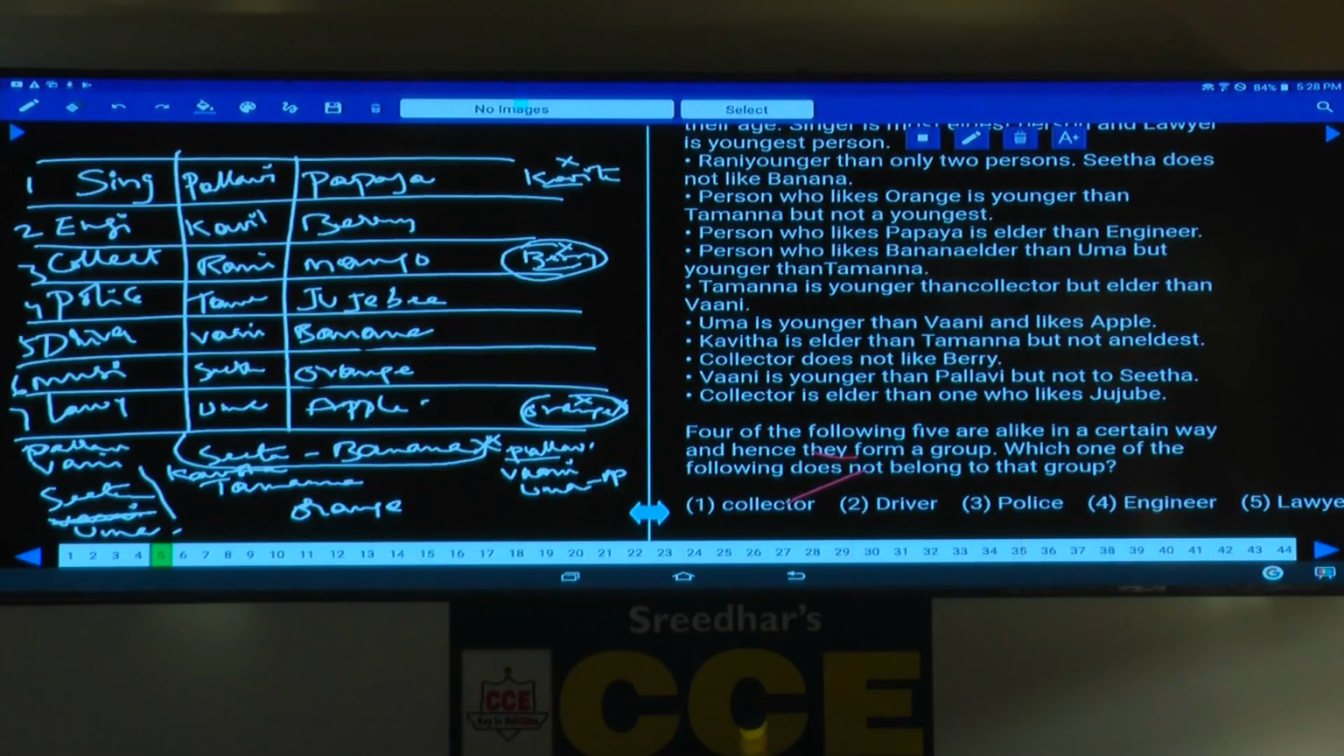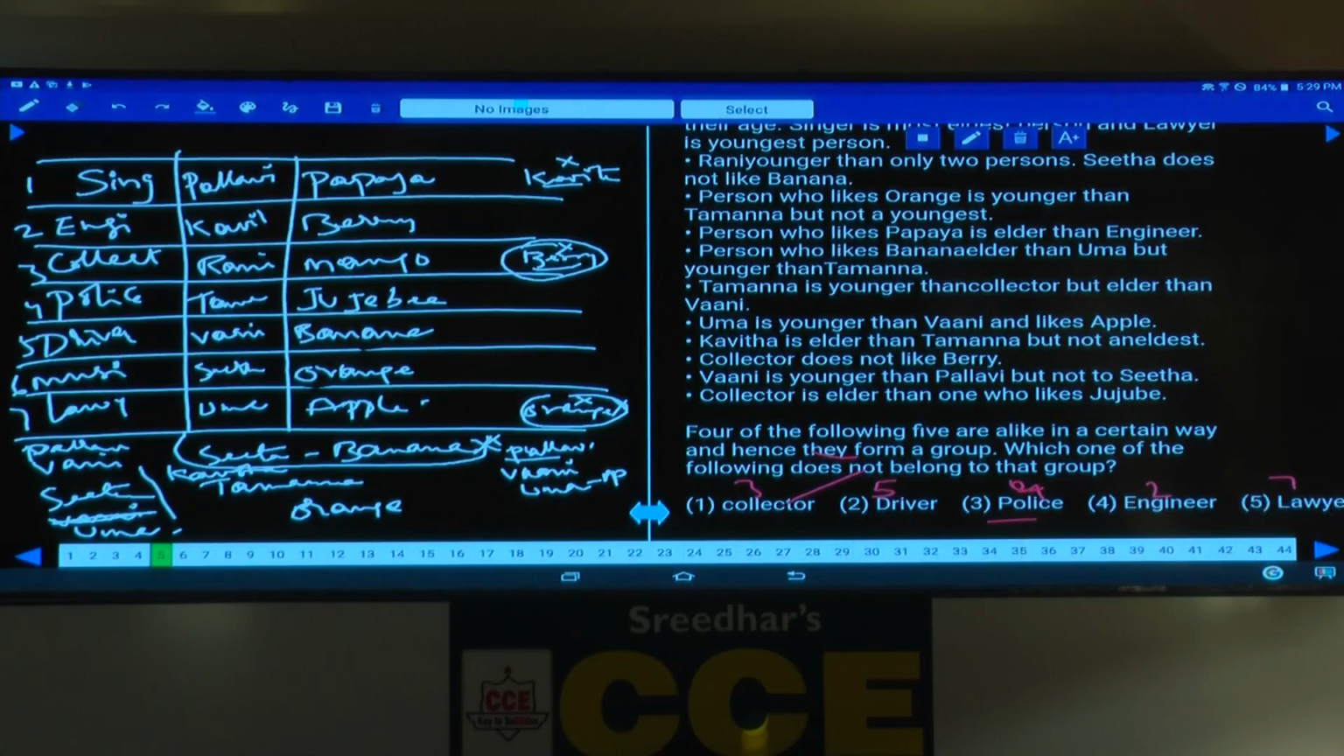And driver is the 5th position. And police is the 4th position. And engineer is at the 2nd place. And engineer is 2nd in the descending order. And the liar is 7, isn't it? Now the driver, what is the position of this driver? This position is 5 from the top, and this collector is 3rd. Hence 3, 5, 2. Hence what is the answer here?